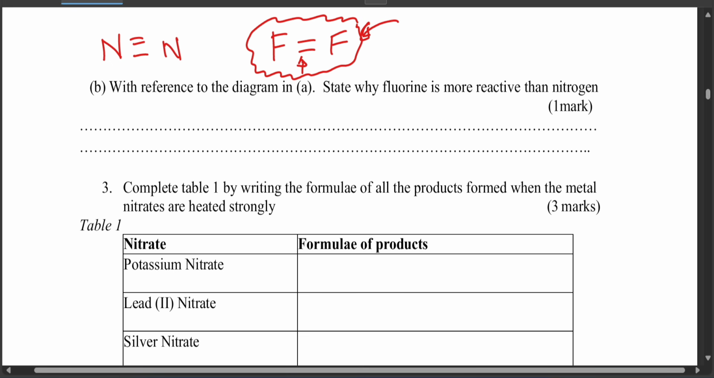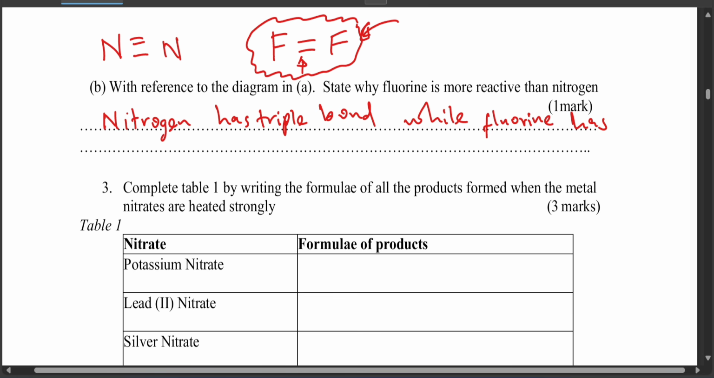So with reference to the diagram, I'll say that nitrogen has triple bonds, while fluorine has a single bond. So you don't leave it like that. You also explain what happens, but you can also say single bond is usually weaker. Single bond is weaker than triple bonds.